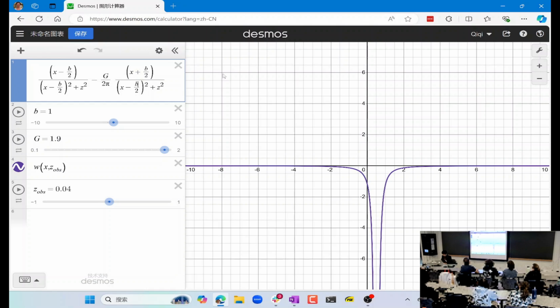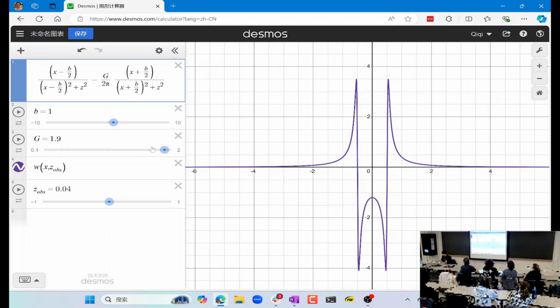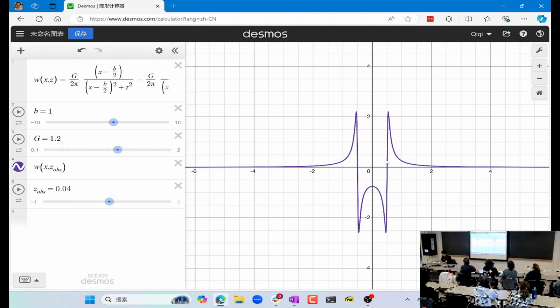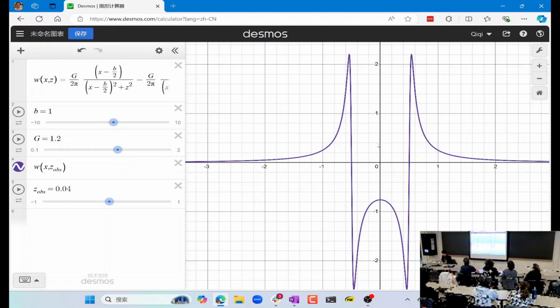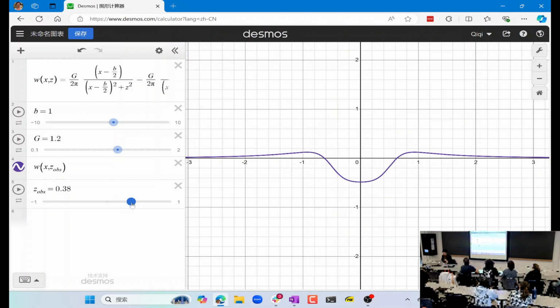And here I get plus b over 2. All right. So here, what we are seeing is the velocity field. Let's zoom in a little bit. So this is the velocity field, downward velocity field, between these two wingtips. And of course, the further away I go up and down, the less influence the vortices have.